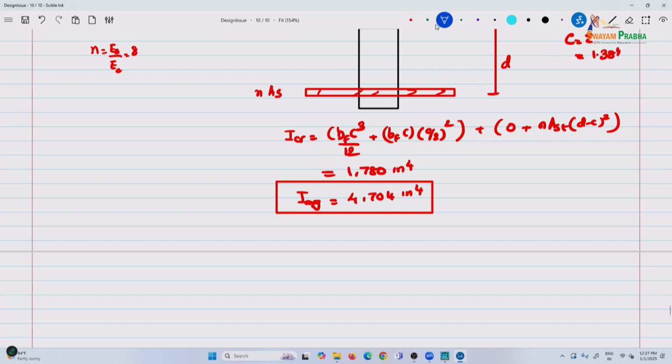Then your KE is 384 Ec I average divided by 5 L cubed. L is equal to 30 feet. So this comes to 27.9 kips per inch.